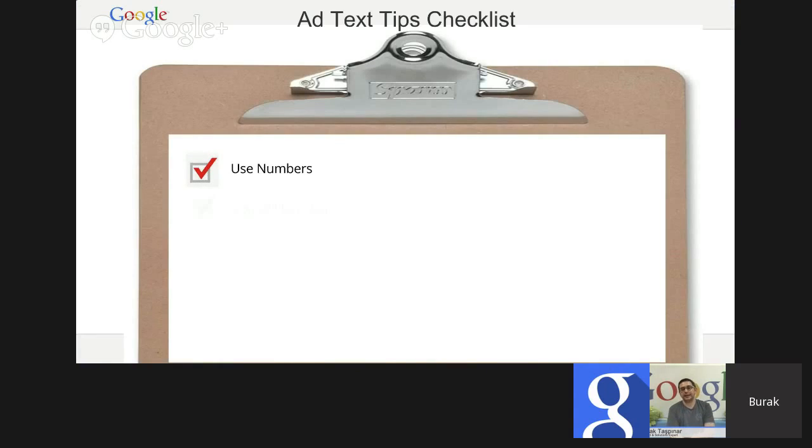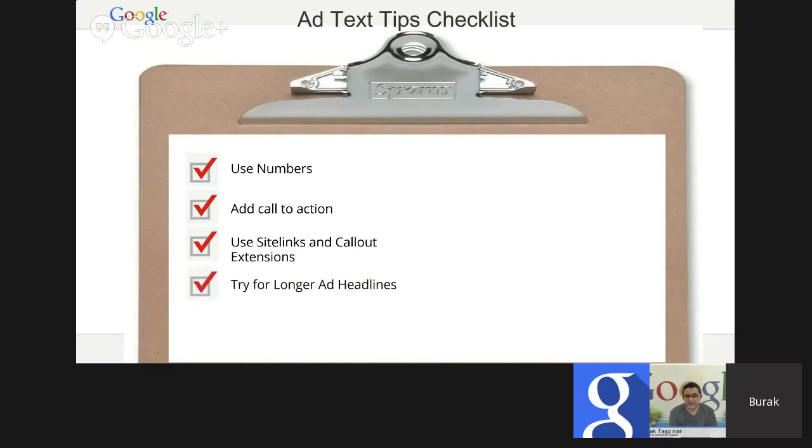Ad text tips checklist. Use numbers. This is very important. Add a call to action so that users will know what to expect. Use site links, callout extensions, and any other extension that you can opt in to, and use them.